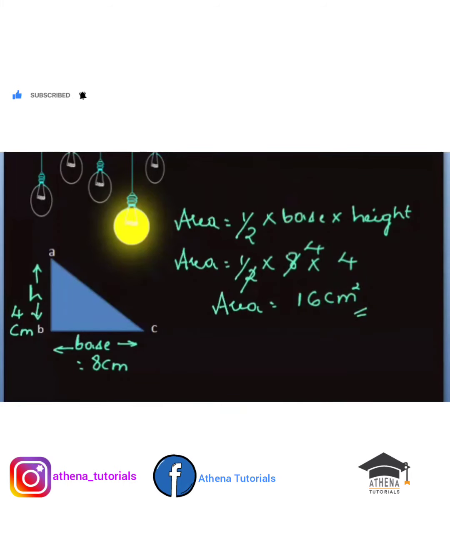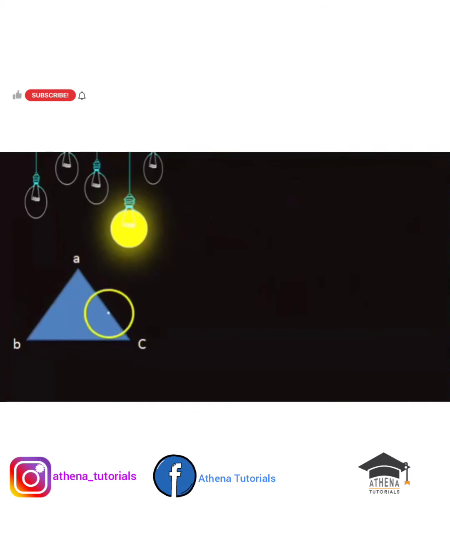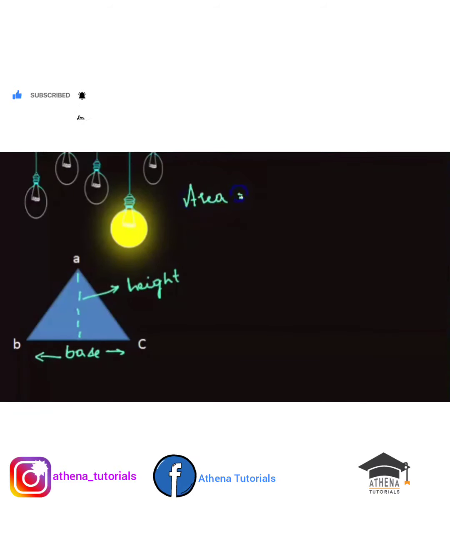Let me consider another triangle. Here, which is base and which is height? The base will be BC and this will be the height. Let's rewrite the formula here. The area of a triangle is equal to half into base into height.